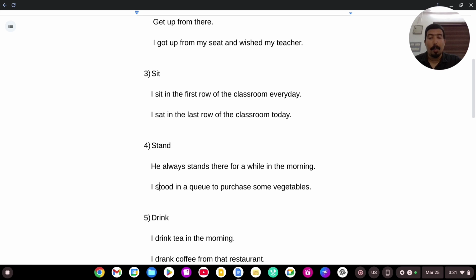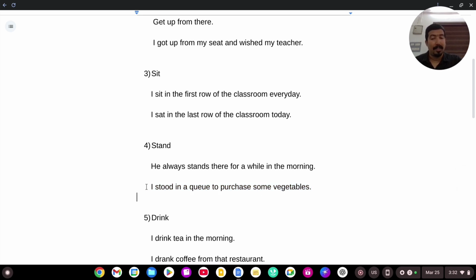Here the past form of stand is stood. Please look at the screen. Stood. That's a completed action. You can learn this example instead of learning it by heart or making it up. You can learn these examples. Okay. I stood in a queue to purchase some vegetables.